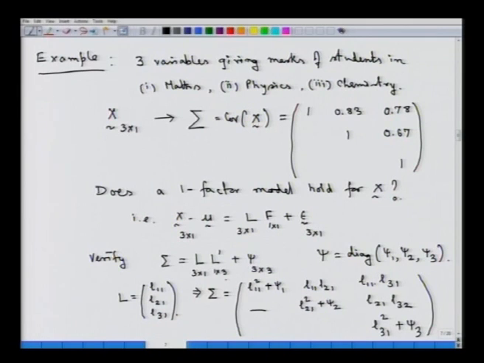Now the question is whether we can write sigma with appropriate choices of L11, L21, L31 and psi 1, psi 2, psi 3, that is, whether the solution of this particular system of equations gives us valid values. We are going to equate the respective quantities, so L11 square plus psi 1 is equated with entry 1 here, L11 times L21 is equated with this 0.83, and so on. So the solution is going to look like the following.